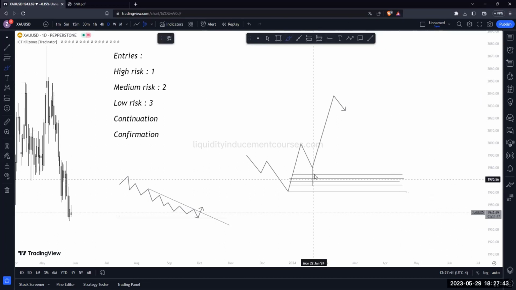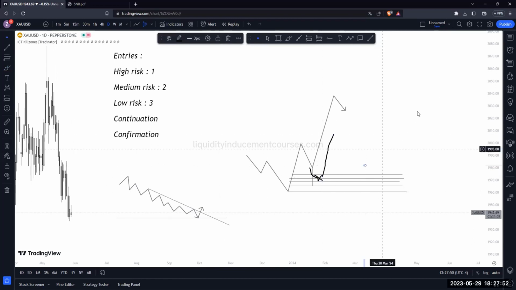So in here, you don't know if price is going to react from this. So you don't take a limit. Wait for price to do a reaction, confirmation, and then you buy once it breaks.